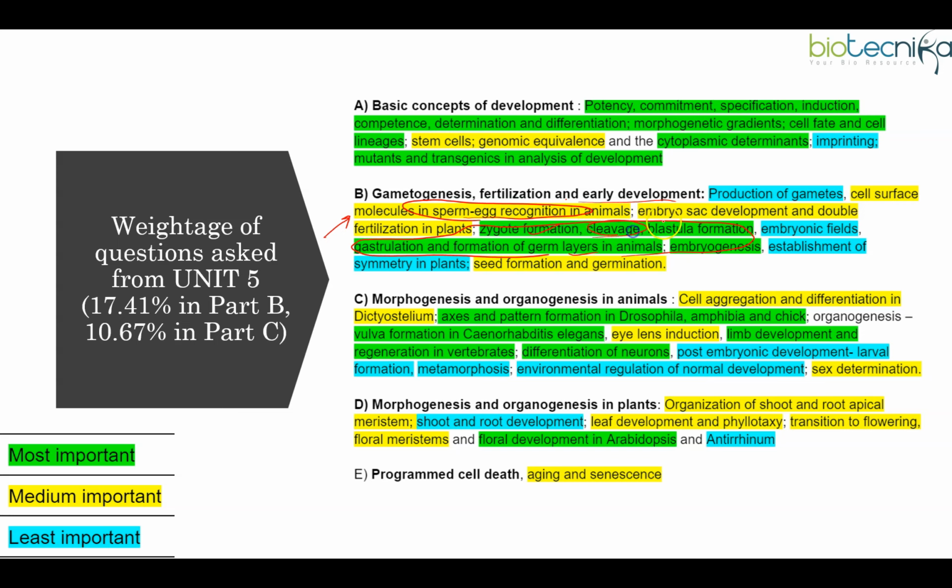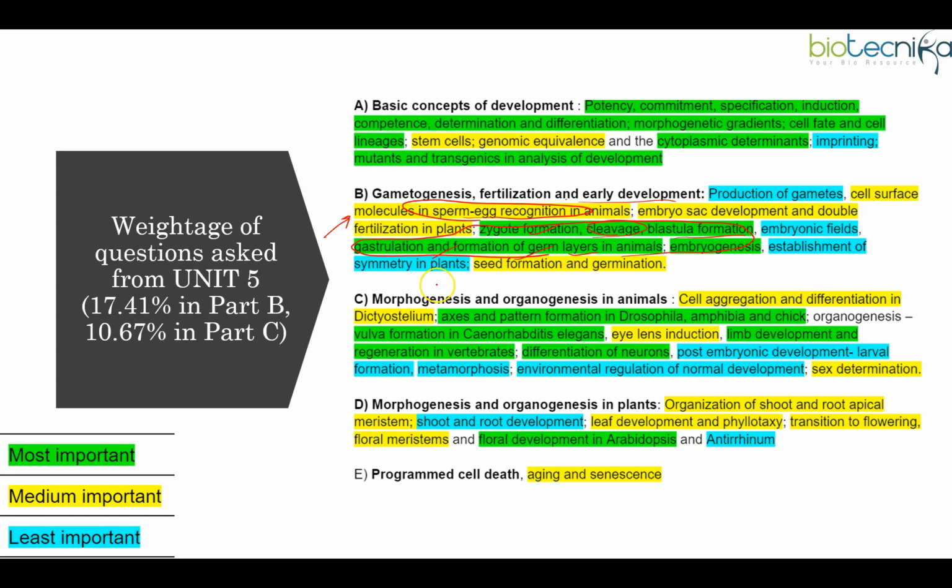Then the cleavage divisions, which are the cell divisions in the early embryo. Blastula formation, after cleavage divisions, the ball of cells which you get, and how it is formed in different organisms. The gastrulation phase that leads to the formation of germ layers in triploblastic animals. These all also come in the exam.